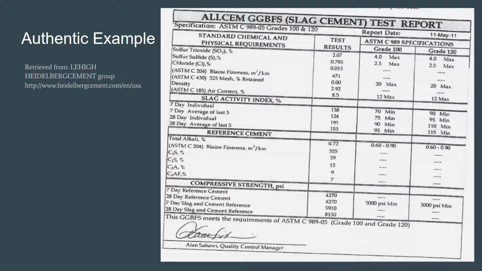The slag activity index, explained earlier, is found in the second row. It is seen under the test results column that the slag activity index is above 100, meaning this particular sample has a higher compressive strength with the addition of slag and is above the minimum requirements for both grade 100 and grade 120. The reference cement row shows the composition of the cement being tested. The final row shows the compressive strength at both 7 and 28 days for both the reference cement and the reference cement with the addition of slag. It can be deduced from this section that the addition of slag results in a higher compressive strength.